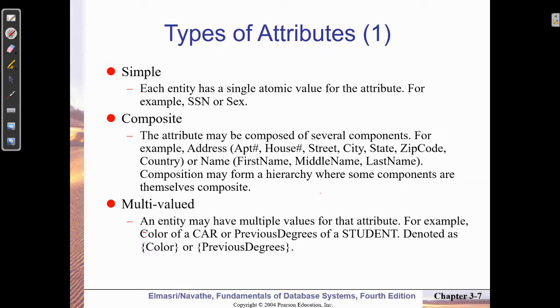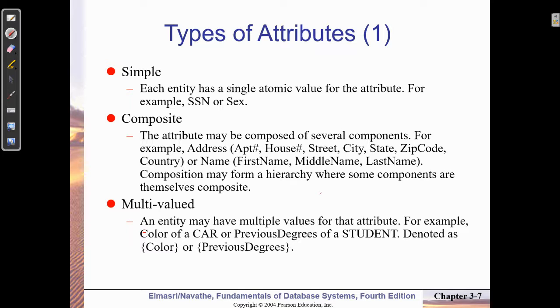The third one is multi-valued. This is also important. An entity may have multiple values for that attribute, for example, the color of a car or the previous degrees of a student. You will understand with an example. If I take the attribute color of a car, the color may be red, white, silver, or blue.